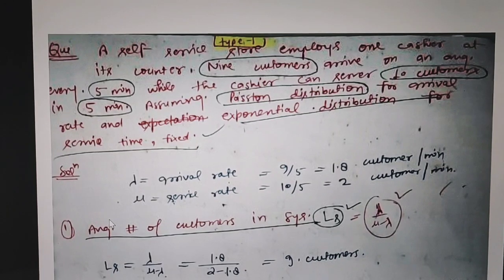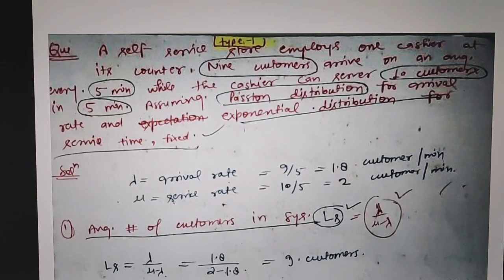Mu is the service rate. The service rate says that a cashier can serve 10 customers in 5 minutes. So 10 by 5, and here I will get 2. So the server will serve 2 customers per minute. Now lambda and mu are there.